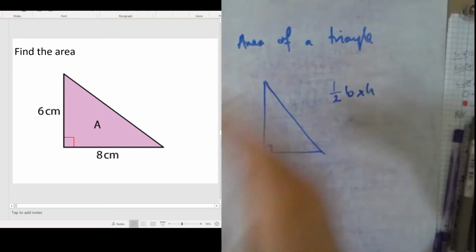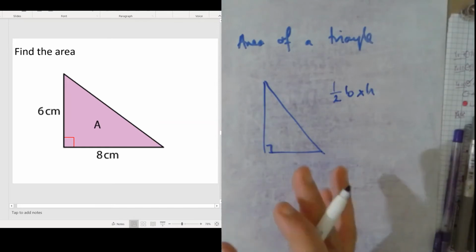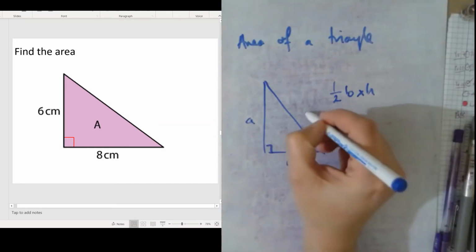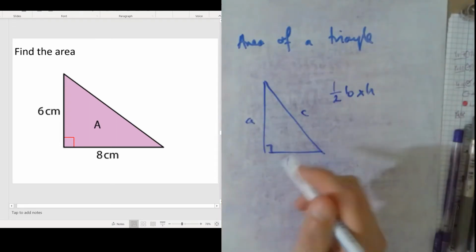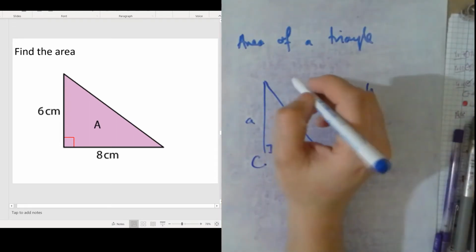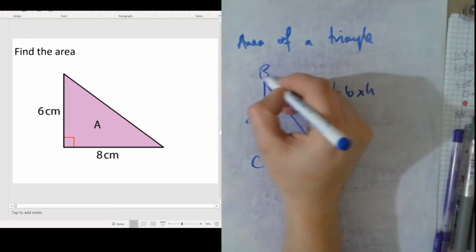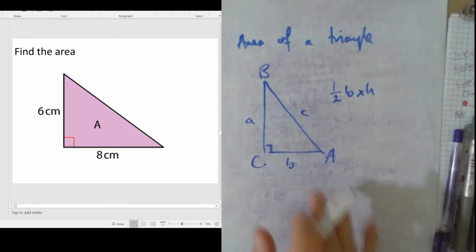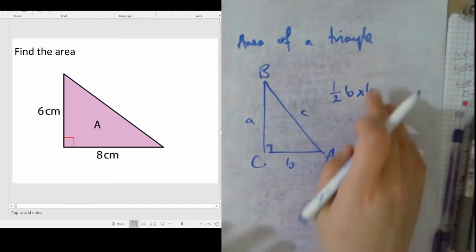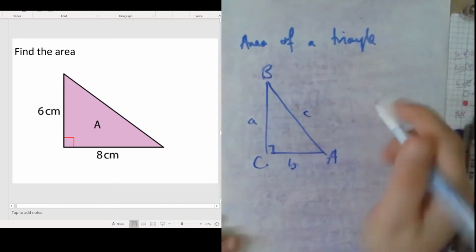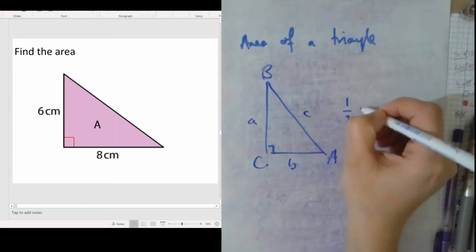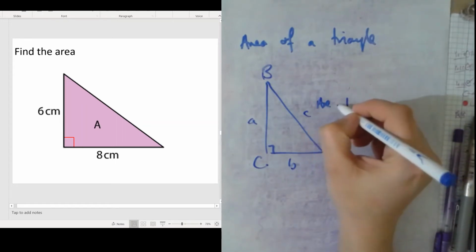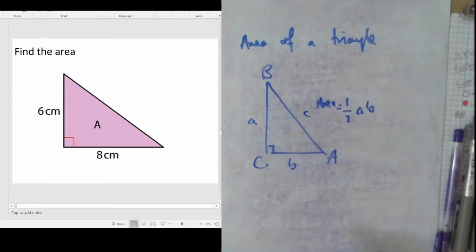I'm going to label up my triangle the same way I did for the sine and the cosine rule. But this time I'm going to call this A, B, and C, and then just fill out the corresponding angles. So this would be angle C, this would be angle B, and this would be angle A. So how would I now find out the area of a triangle? Well, this time it would be half AB, right? So area would equal half AB.